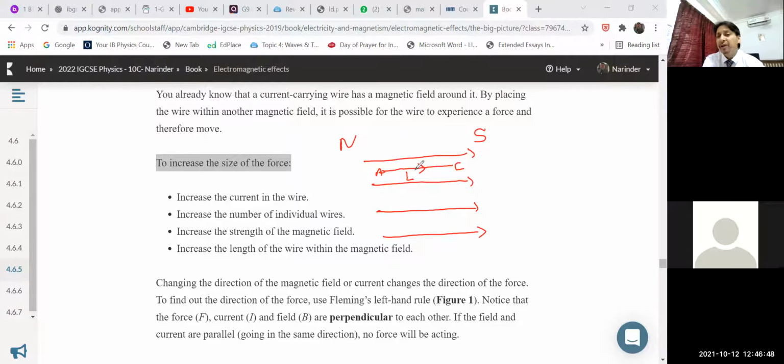If I place the conductor parallel to the magnetic field, in this case, what is the angle between current and magnetic field, children? Anyone from 10th class? May I know the angle between current and magnetic field? Both are parallel, both are in the same direction. So what will be theta?